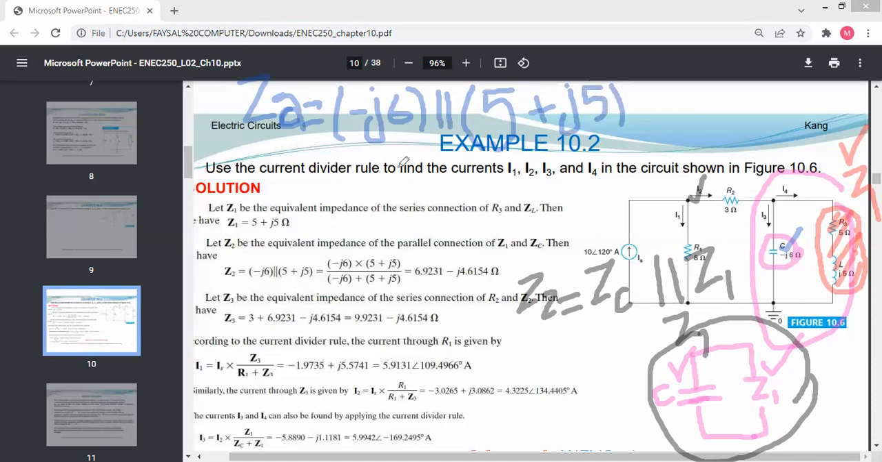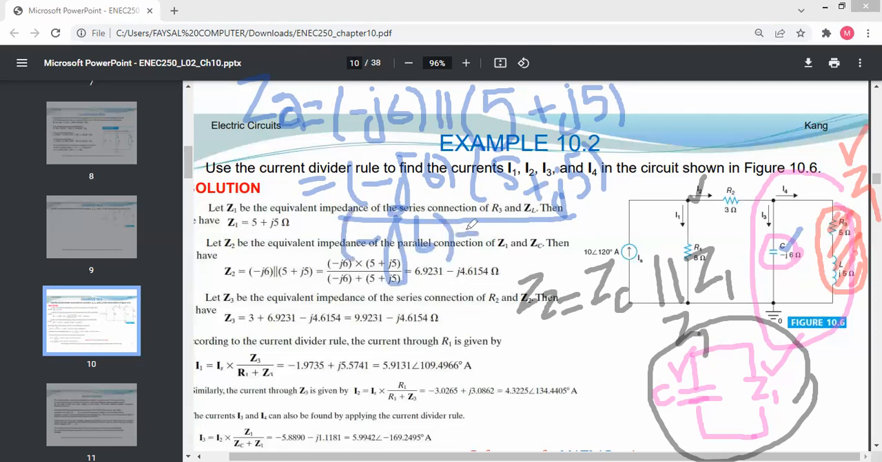So how to solve parallel? It will be equal to negative j6 multiplied by 5 plus j5, divided by the sum. I have to sum negative j6 with 5 plus j5.